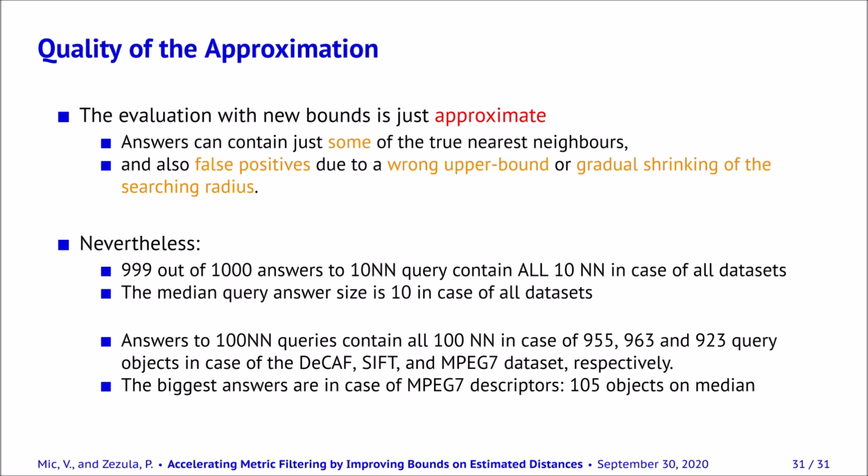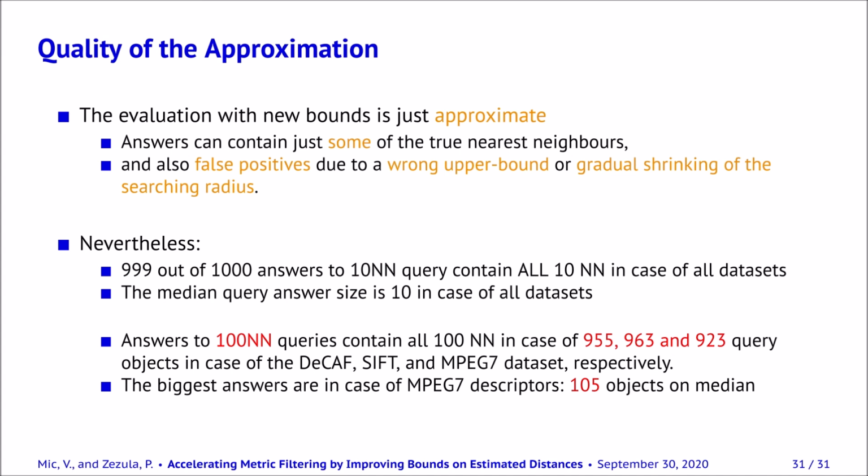The query evaluation with the newly proposed bounds does not guarantee precise results. Some true positives can be filtered out by lower bounds, and false positives can be added by the upper bound. False positives are added also due to the gradual shrinking of the search radius. Nevertheless, 999 answers out of 1000 that are returned for the 10 nearest neighbor queries contain all 10 true nearest neighbors, in case of all datasets. The recall of these queries is thus 1. The median size of query answers is 10, again for all datasets.